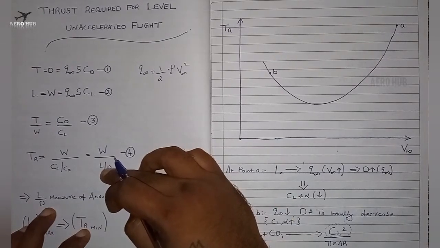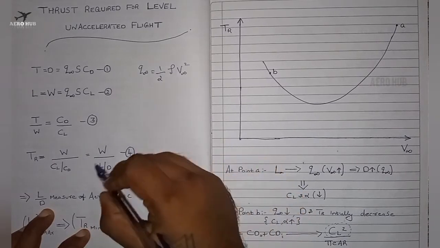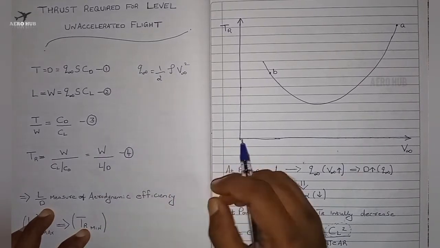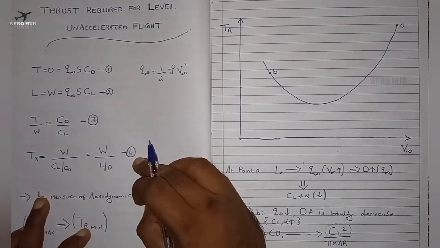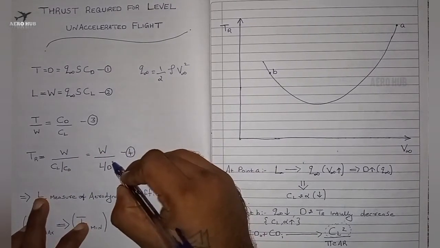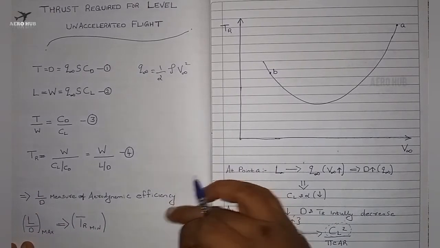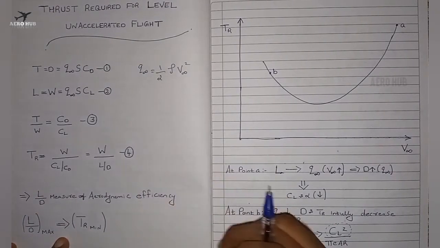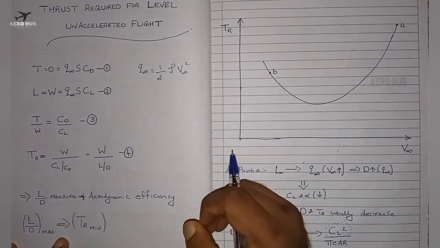What is this L by D? It's nothing but an aerodynamic efficiency. L by D is a measure of aerodynamic efficiency. And from equation number 4 you can see that when L by D is increased, the thrust required will be minimum. When L by D is maximum, the thrust required should be minimum. This result you have to just understand.